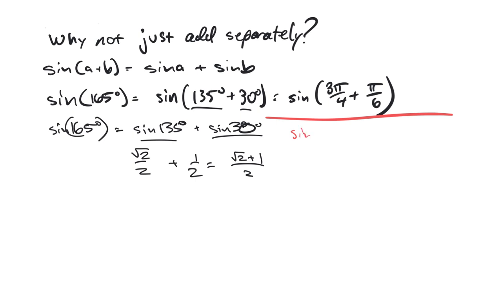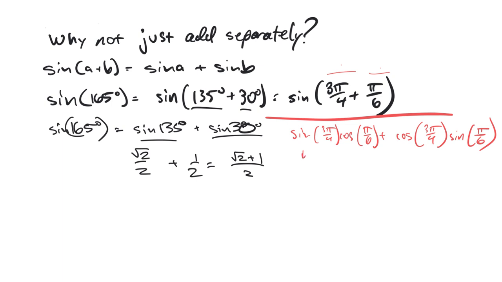This is sine 3 pi over 4 times cosine of pi over 6 plus cosine 3 pi over 4 times sine pi over 6. I like to remember sine likes to mix things up. So it's the sine of the first angle times the cosine of the second. And then you add to that the cosine of the first angle times the sine of the second. Just flip-flops there a little bit.